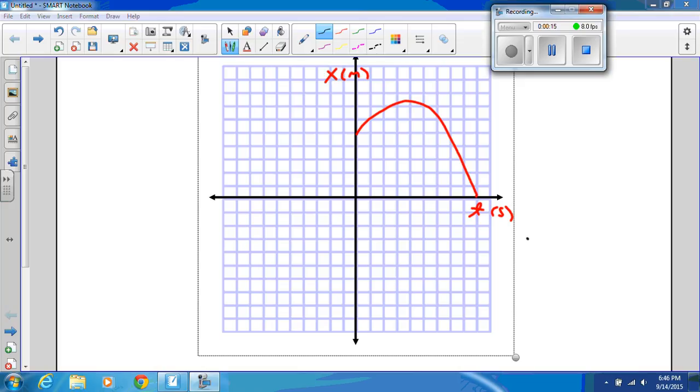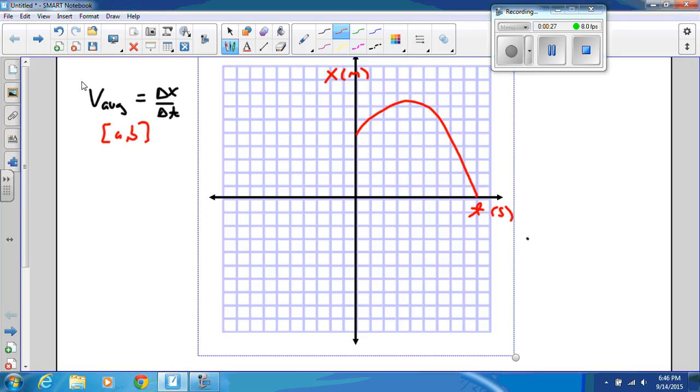If you think about average velocity, V average equals delta x over delta t, then you can see that if I have 2 points, 2 times A and B that define the time interval, then the average velocity between the two is exactly equal to the slope of the line connecting the 2 points on the curve.